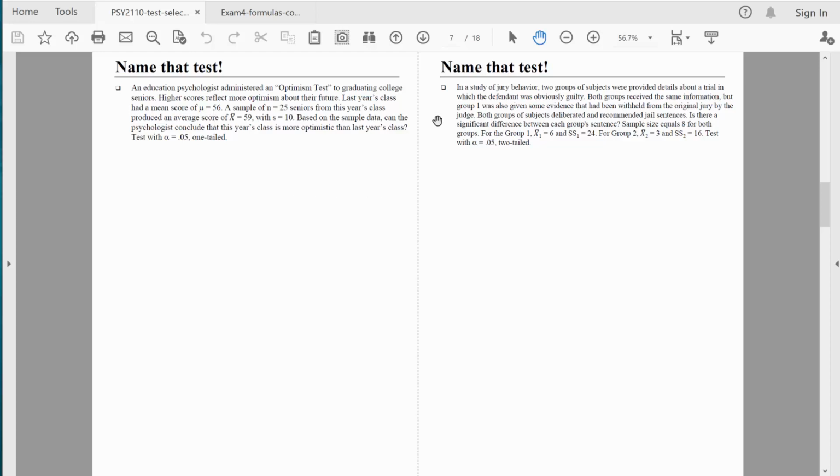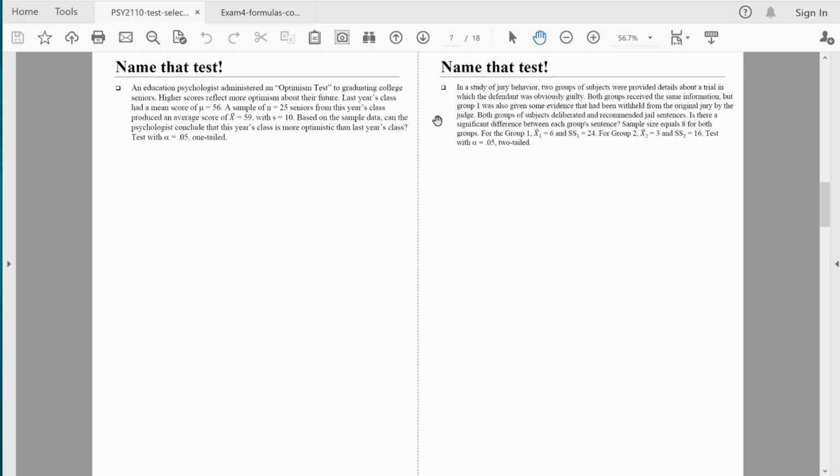This one says, in a study of jury behavior, two groups of subjects. So already I feel like I'm being given important information. So underline that information. Two groups of subjects were given details about a trial in which the defendant was obviously guilty. Both groups received the same information, but group one was also given some evidence that had been withheld from the original jury by the judge. Both groups of subjects deliberated and recommended jail sentences. Is there a significant difference between each group's sentence?